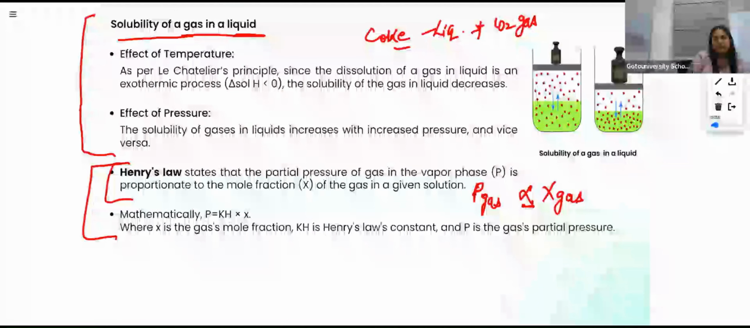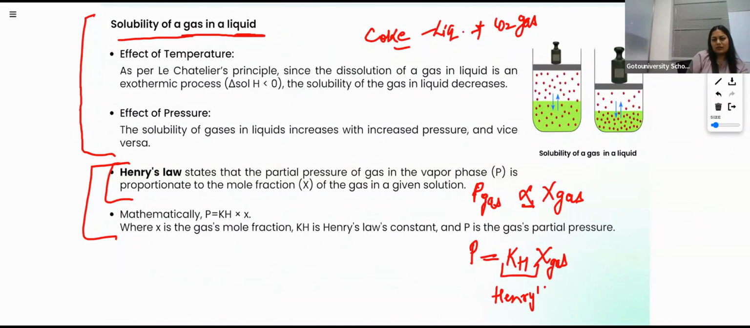If we remove this proportionality sign, we can write it as P = KH times the mole fraction, where KH represents Henry's constant. This is Henry's law. Why do we study Henry's law? To know about the solubility of gas in a liquid, right?